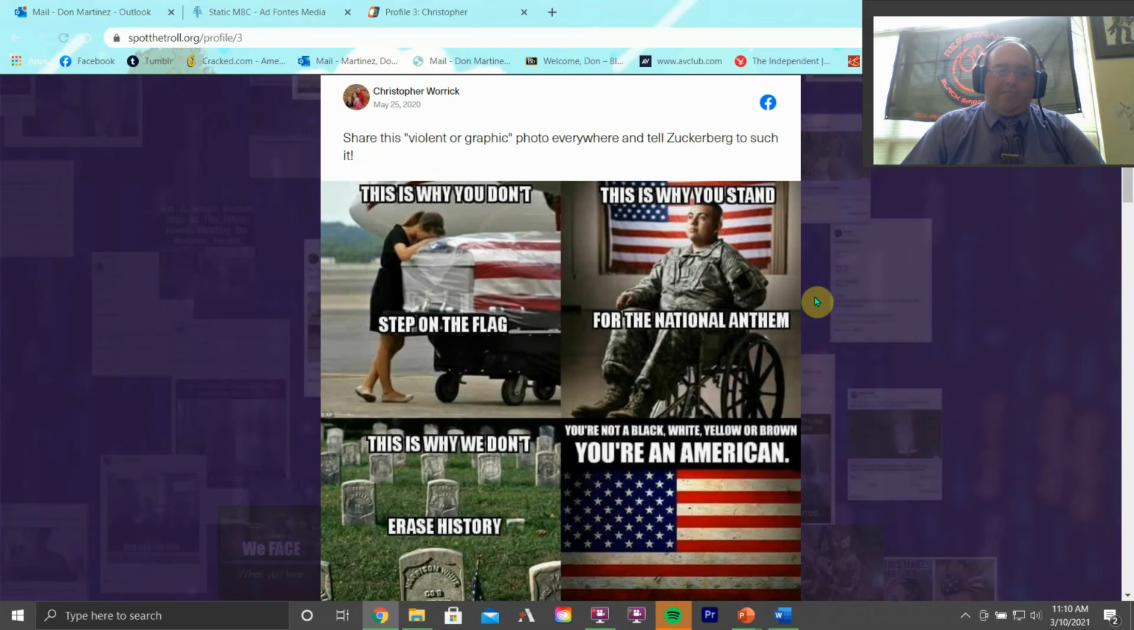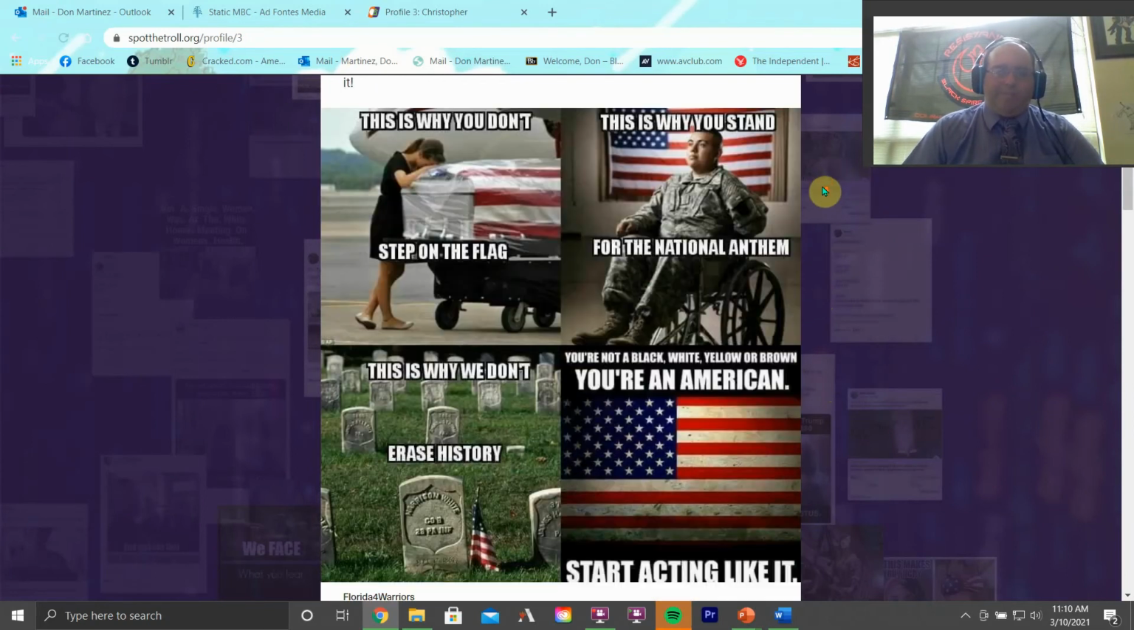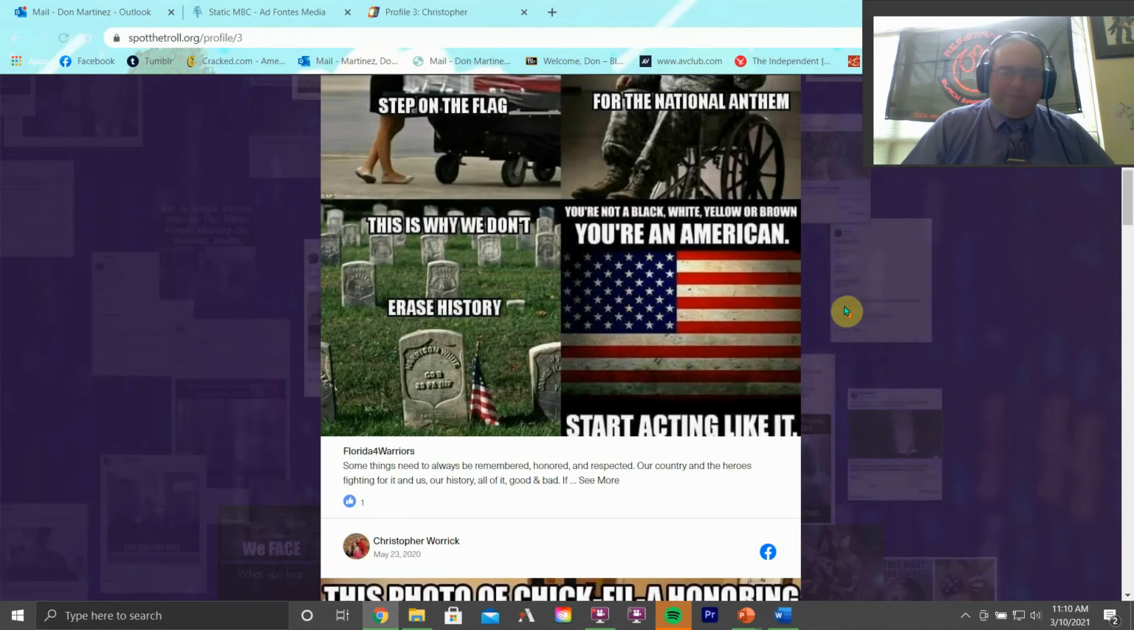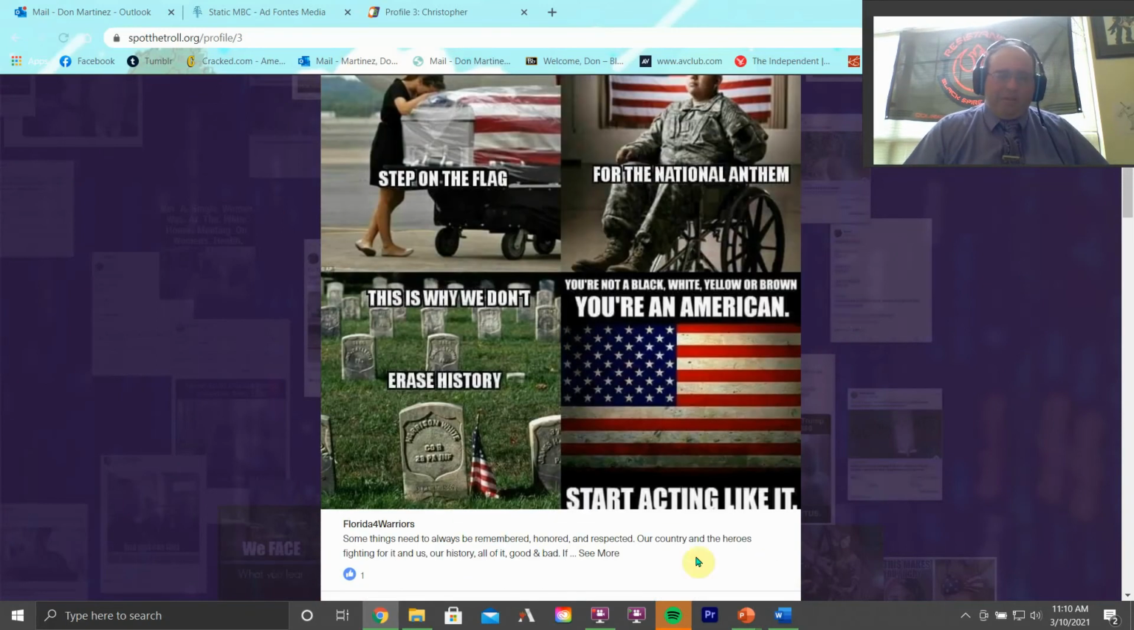So first one. Share this violent graphic photo everywhere and tell Zuckerberg to suck it. Okay? This is why you don't step on the flag. This is why you stand for the national anthem. This is why we don't erase history. You're not black, white, or yellow, or brown. You're an American. Start acting like it. Oh, that's pleasant. All right. Next. Oh, a caption that goes with the photo. Some things need to always be remembered, honored, and respected. Our country and the heroes fighting for it, and us, our history, all of it, good and bad.